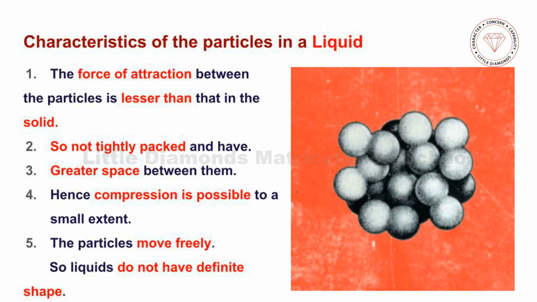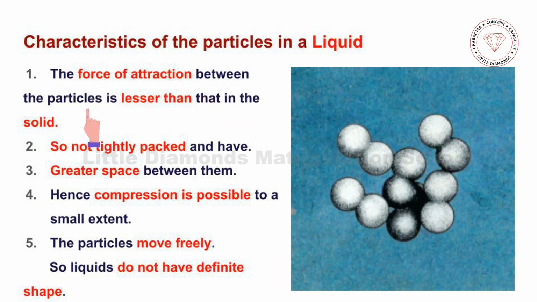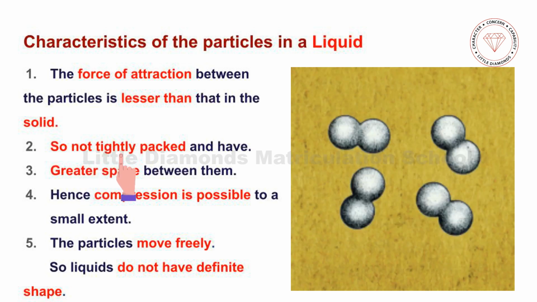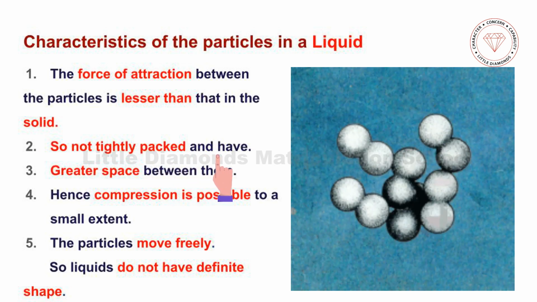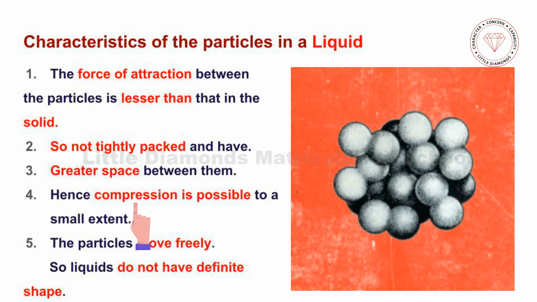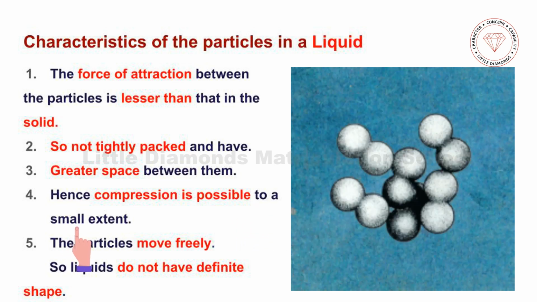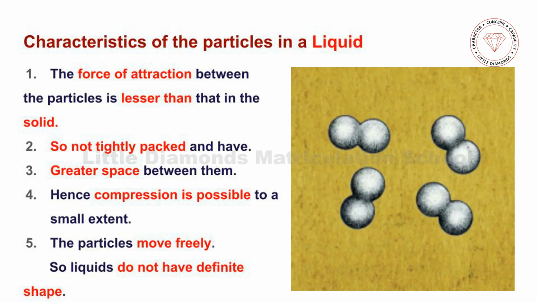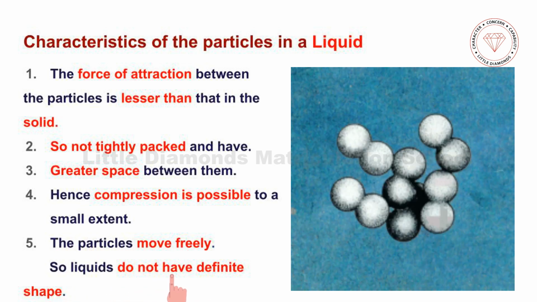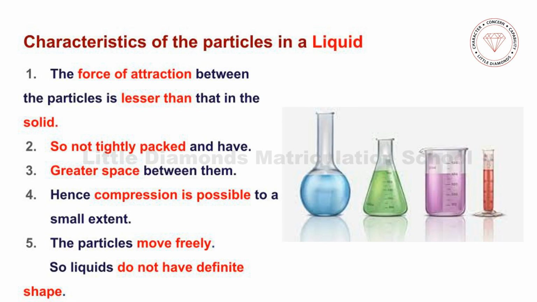Characteristics of the particles in a liquid. In liquids, the force of attraction between the particles is lesser than that in the solid. So they are not tightly packed and have greater space between them. As a result, compression is possible to a small extent. The particles move freely, so liquids do not have a definite shape. They take the shape of the vessel in which they are kept.